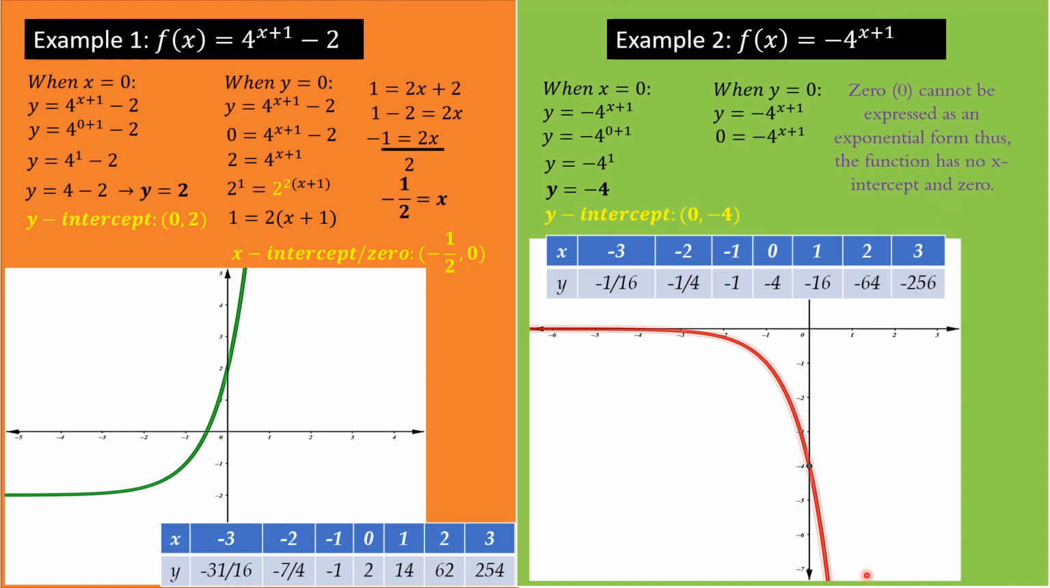So, that is the whole process of determining the domain, the range, the asymptote, the intercepts, the x and y intercept of the graph, as well as the zero of the graph of an exponential function.